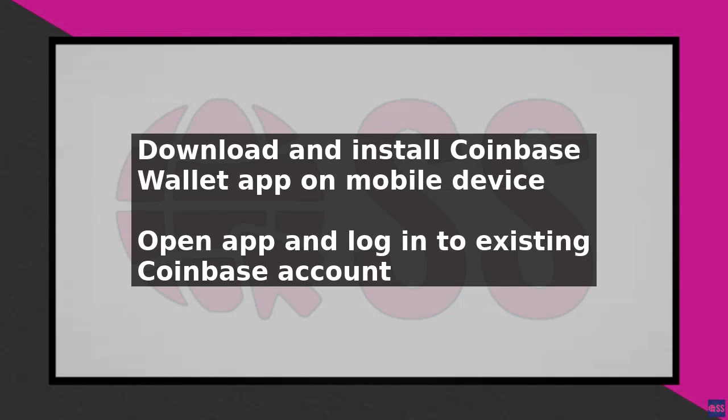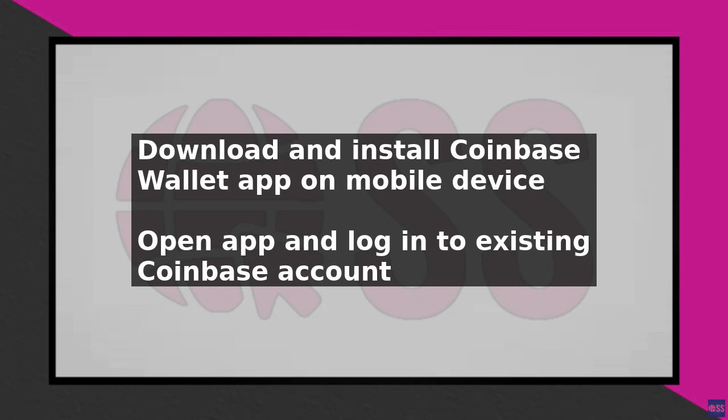To buy Destra Network on Coinbase Wallet, you will need to have a Coinbase account and the Coinbase Wallet app. First, download and install the Coinbase Wallet app on your mobile device. Open the app and log in to your Coinbase account. If you do not have a Coinbase account, create one and verify your email address and phone number.